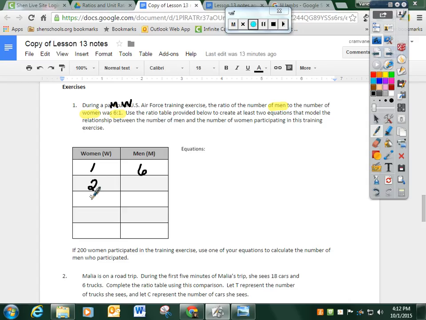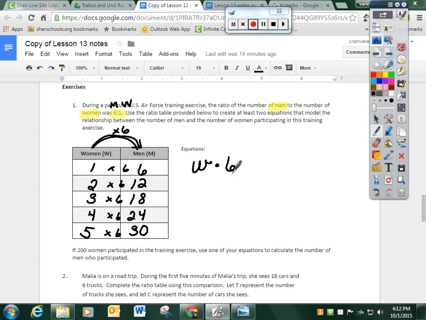So now I'm going to skip count by 1s here. I'm going to skip count by 6s here. And here's my equation, and I want you to write this on your table. It's going to help you so much. 1 times 6 is 6, 2 times 6 is 12, 3 times 6, 18, 4 times 6, 24, 5 times 6, 30. So you take the women, you times it by 6, and you get the M men.